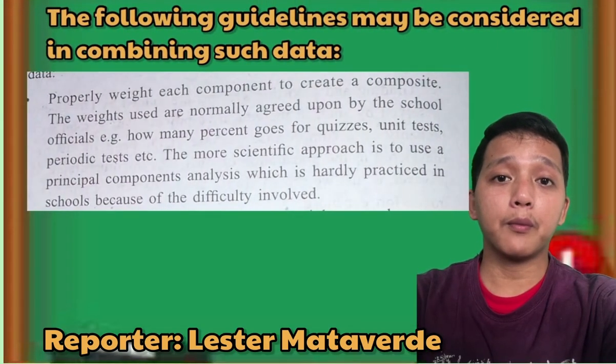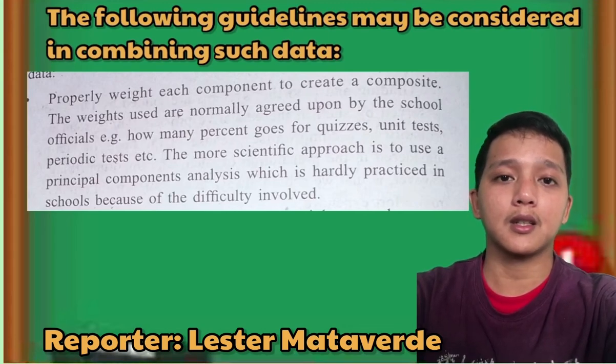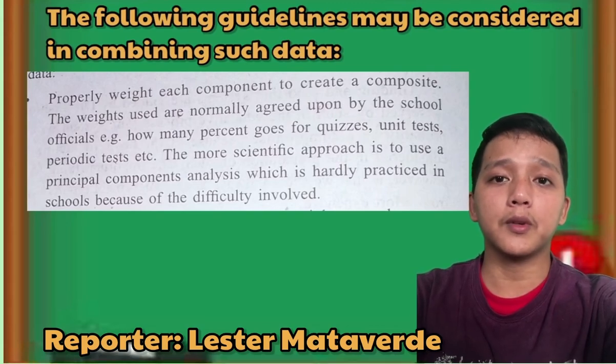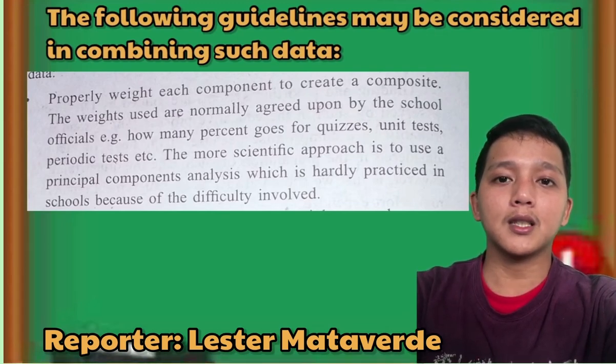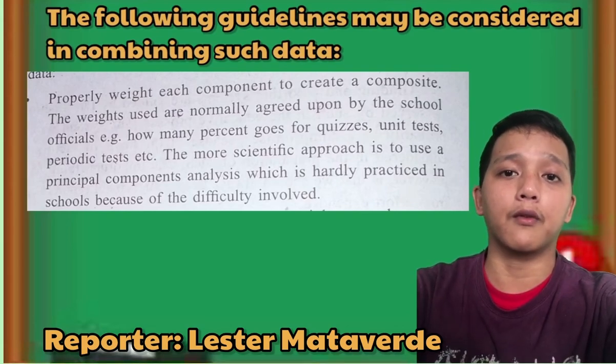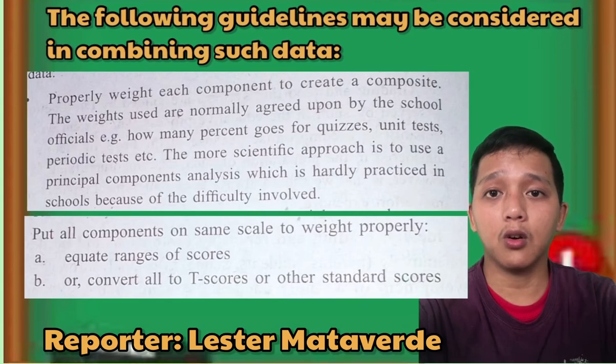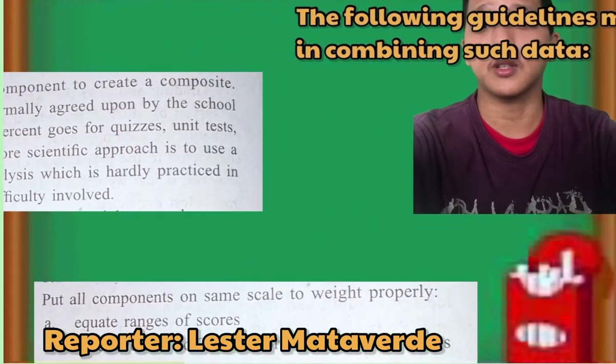The first one, properly weight each component to create a composite. The weights used are normally agreed upon by the school's officials, for example, how many percent goes for quizzes, unit tests, periodic tests, and so on. The more scientific approach is to use a principal components analysis, which is hardly practiced in schools because of the difficulty involved. The second one, put all components on the same scale to weight properly. First, equate ranges of scores. Second, convert all to T-scores or other standard scores.